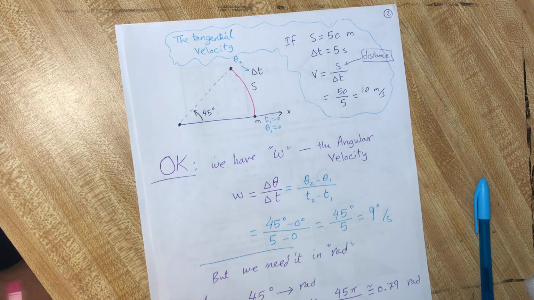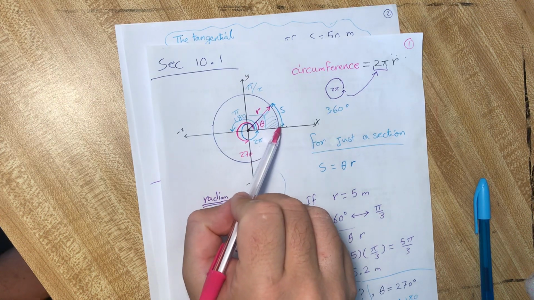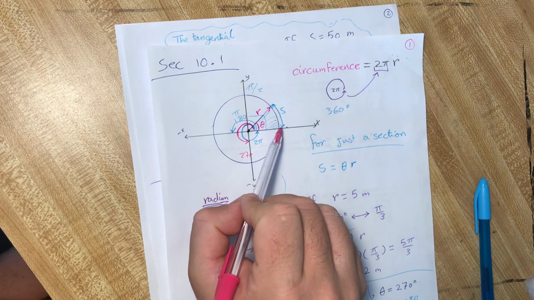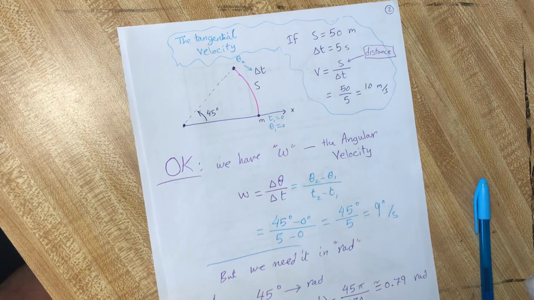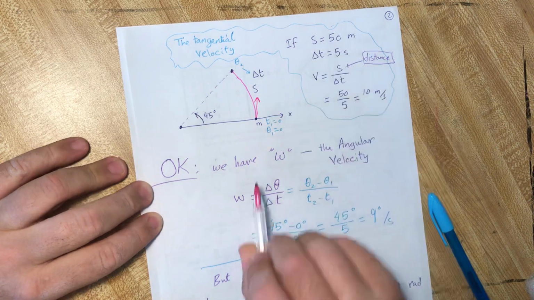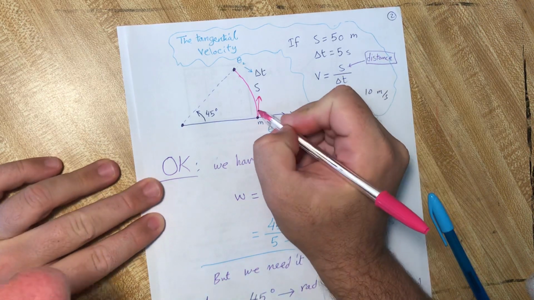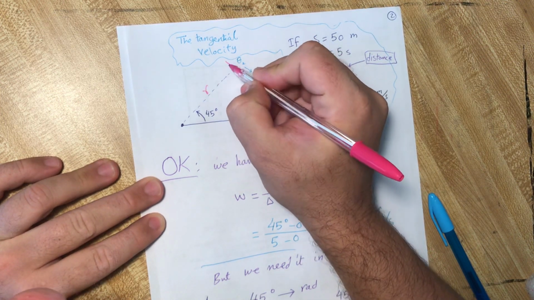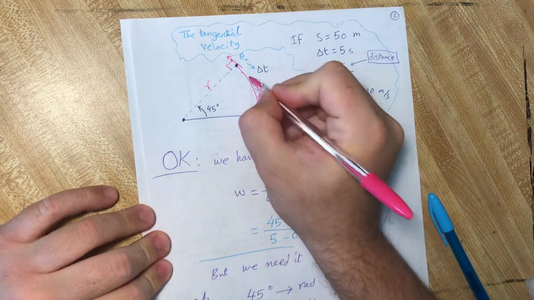if we need to find the tangential velocity, now we found the tangential length, the tangential distance. What if we need to find the tangential velocity? Tangential means it is perpendicular to the radius. This is the radius. Tangential means perpendicular to this radius. This is V. This is V.